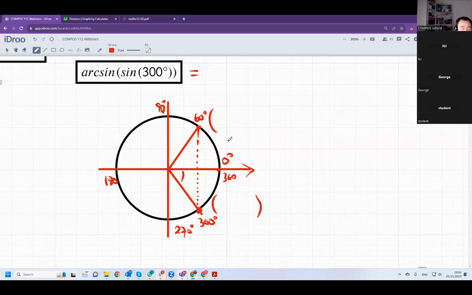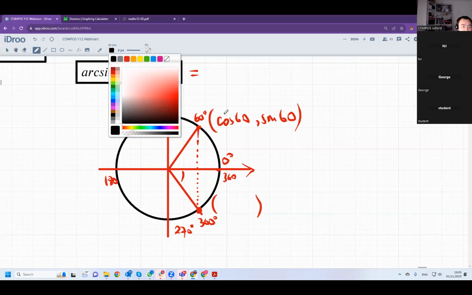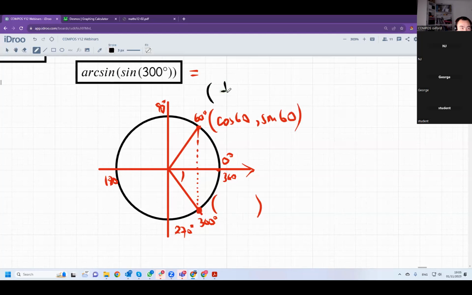And we know the coordinate of this point is cosine 60, sine 60. We know cosine 60 is 1/2. We know that sine 60 is square root of 3 over 2. So this point on the trigonometric circle has coordinates 1/2 and square root of 3 over 2. Now this point is symmetrical to this point. Therefore, the coordinates of this point are 1/2, comma, minus square root of 3 over 2.